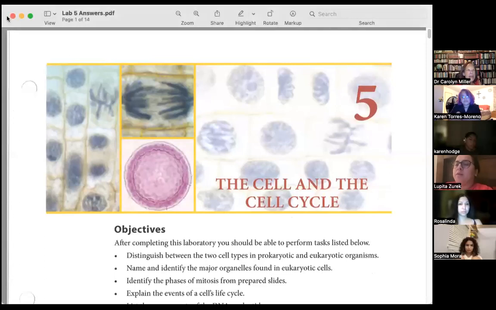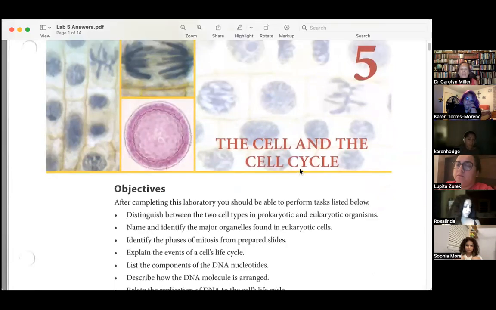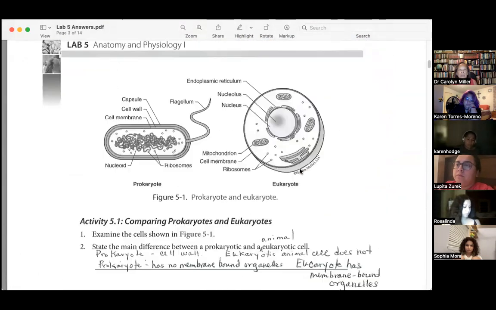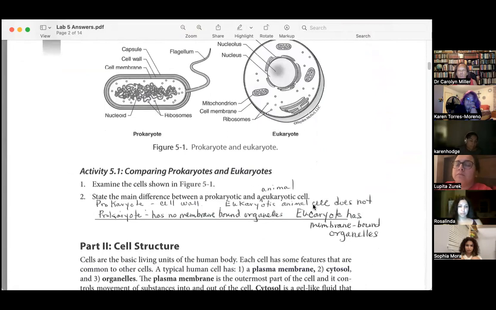And for this lab, the cell cycle. A short answer would be to name the... okay, here is prokaryote and eukaryote. Prokaryote has no membrane-bound organelles. Eukaryotes do. Here's a nucleus, mitochondria, Golgi. So prokaryote, no membrane-bound organelles. Eukaryote does.